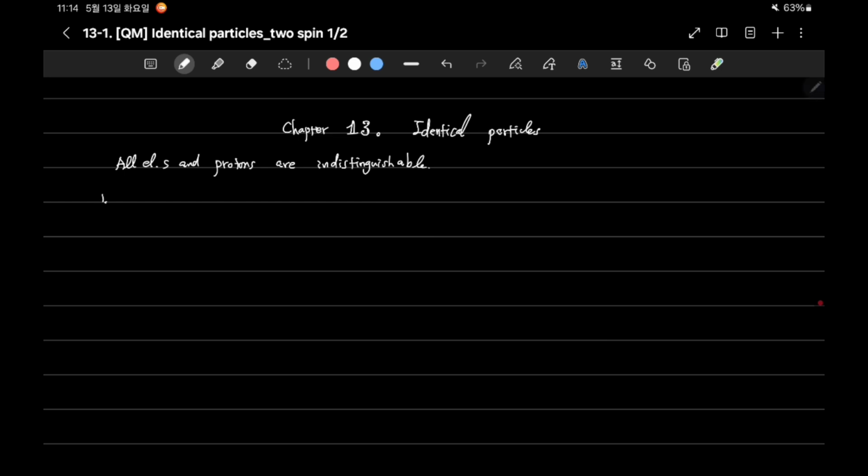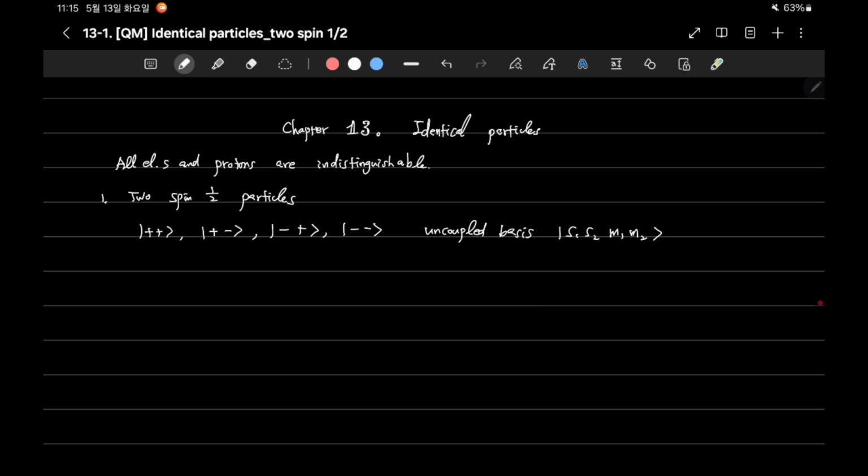So let's think about two spin-1/2 particles. For the two-spin case, there is the spin up-up case, the spin up-down case, the down-up case, and the down-down case, and these can be written in the uncoupled basis as spin quantum numbers S1, S2 and the corresponding magnetic quantum numbers M1, M2.